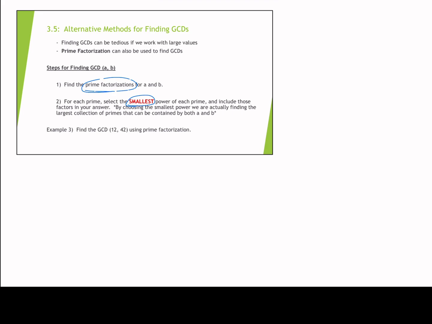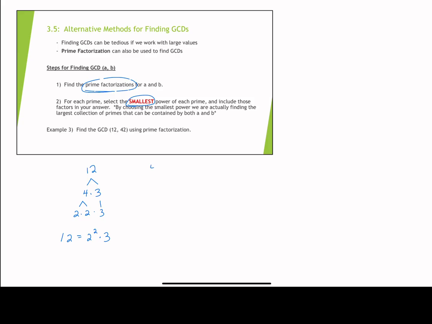So the first step says find prime factorizations for both A and B. So we'll do that for 12 first. We know the prime factorization for 12, if we go back to our factor tree, would be 4 times 3. And again, 4 is not prime, so we continue and say that that's 2 times 2 multiplied by 3 as well. So the prime factorization for 12 is 2 squared times 3. So we're combining those base 2's.